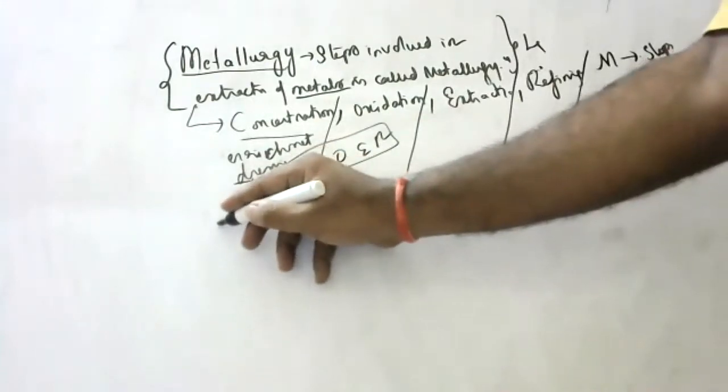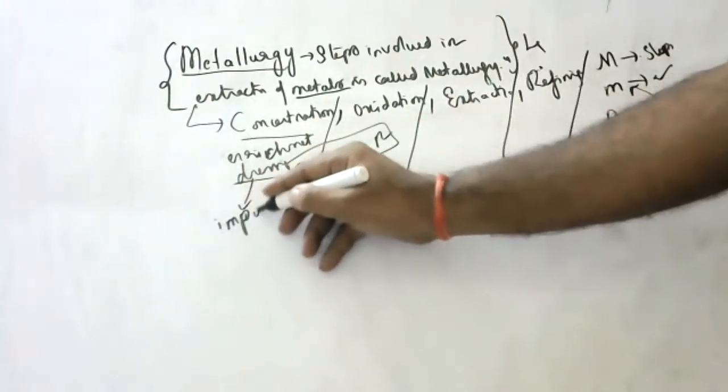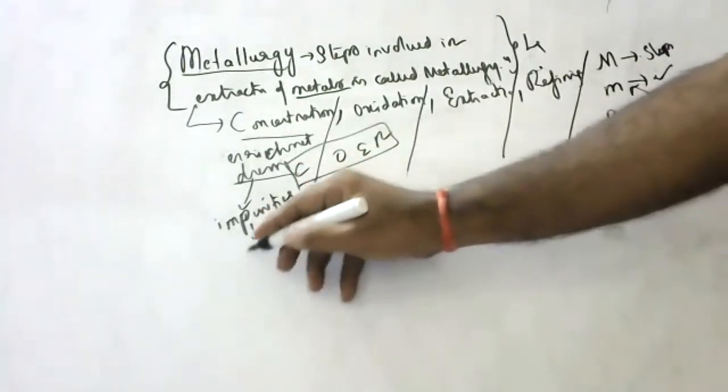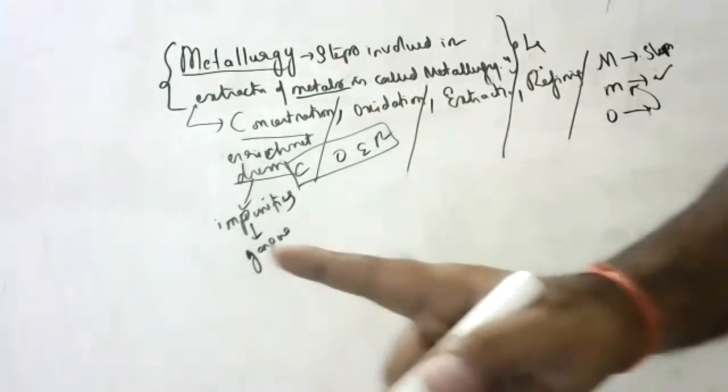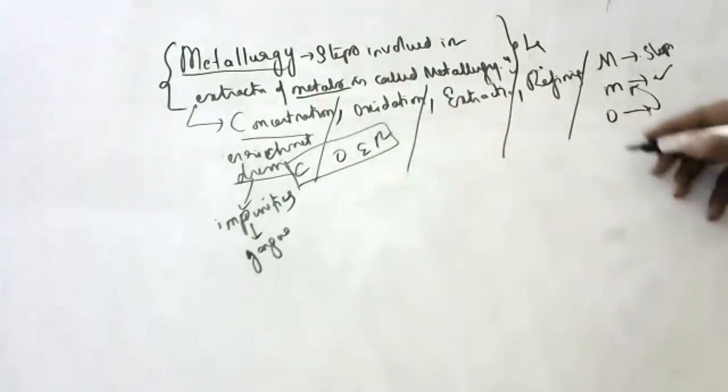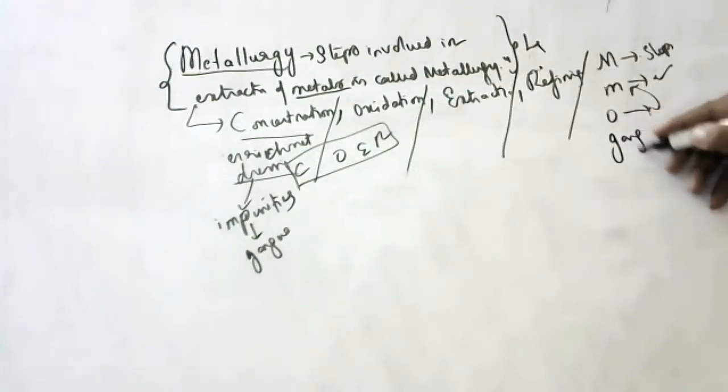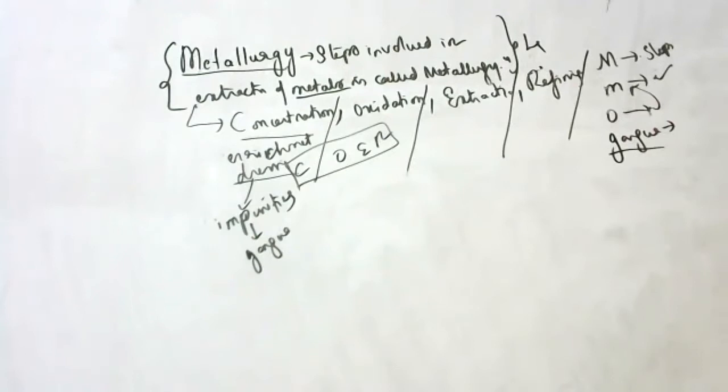Concentration means we will remove the impurities, physical impurities which we can see. The impurities obtained here are called gangue. What is gangue? The impurities present in the ore are called gangue.